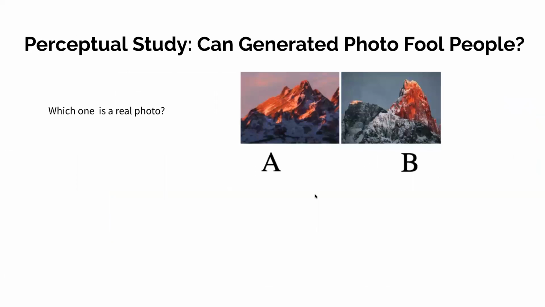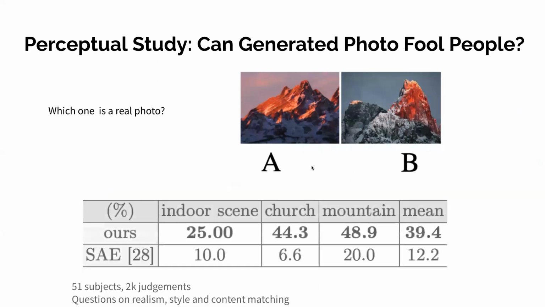Finally, to evaluate the system, we did a perceptual study. We ask if we can generate photos that really fool people. So we ask people which one is the real photo, and then calculate the fooling rate. You can see for mountain, the fooling rate is around 50%.